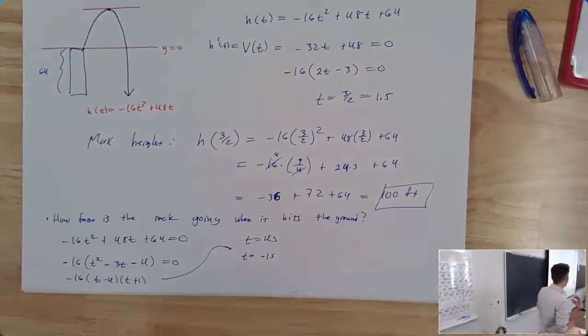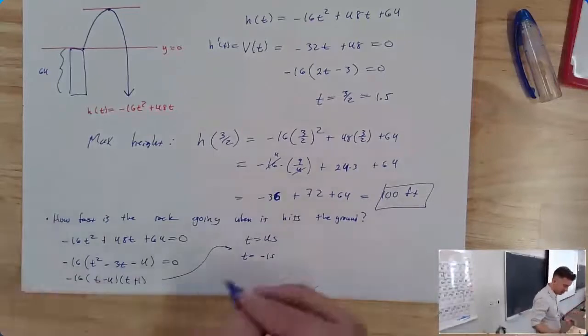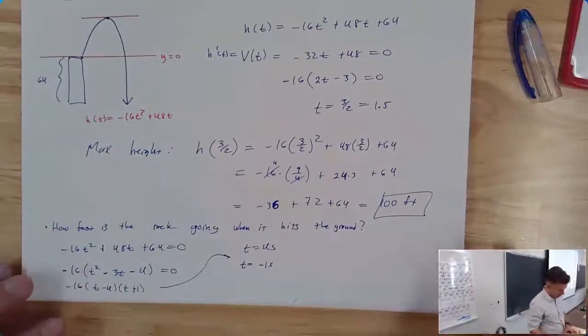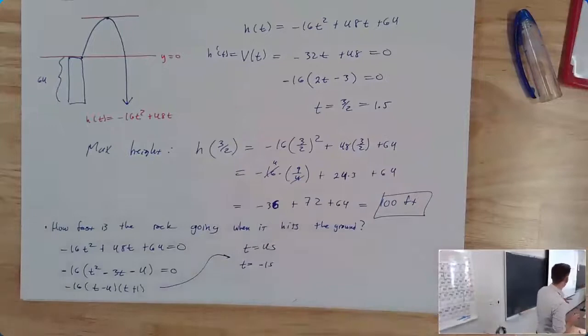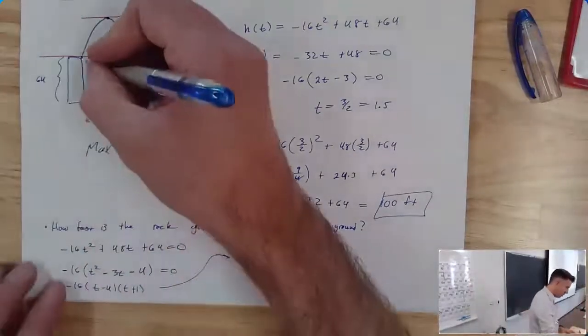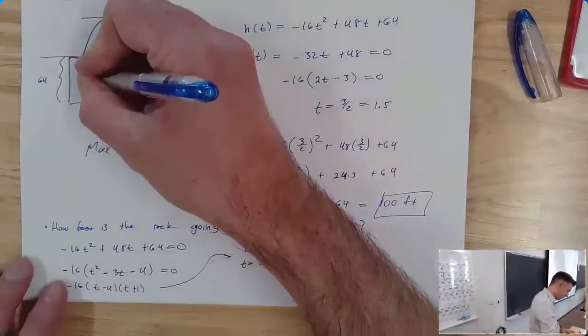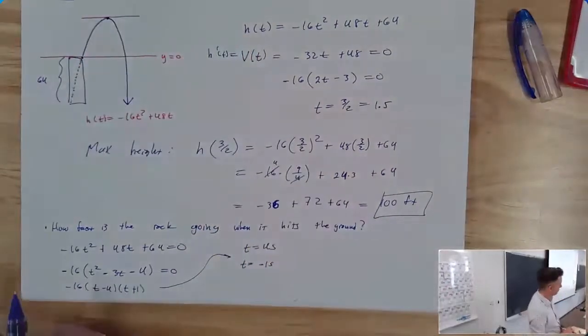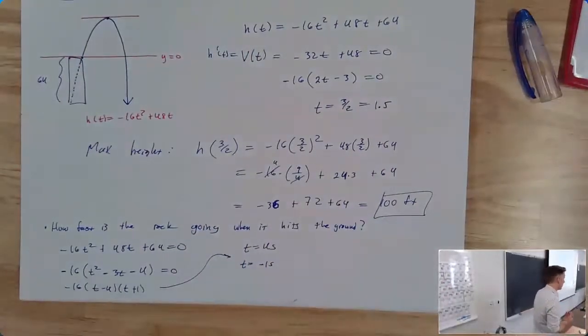Obviously, -1 second is not a sensible thing here. Although, technically, if you thought about being able to travel back in time, if you go back down this way, 1 second before you threw it, you could have thrown it from the ground like that. That's kind of the way you could think about that if you wanted to.